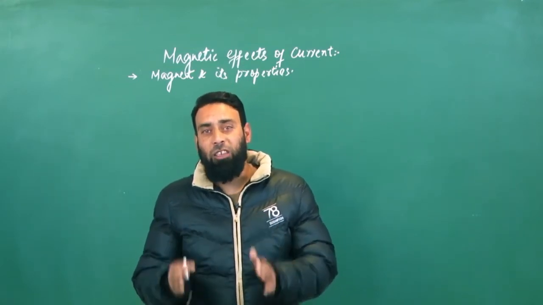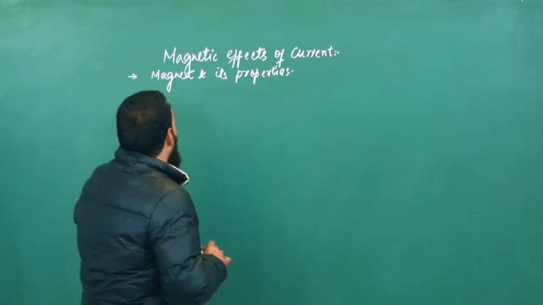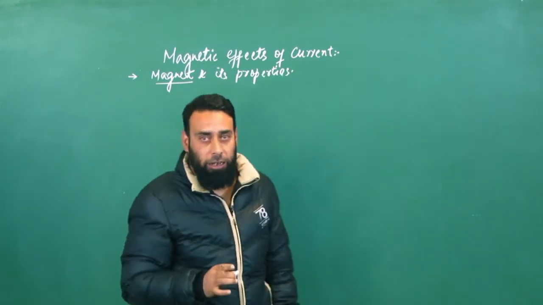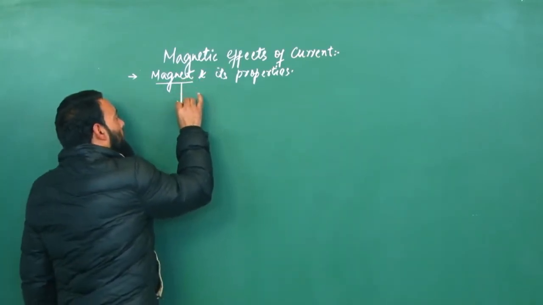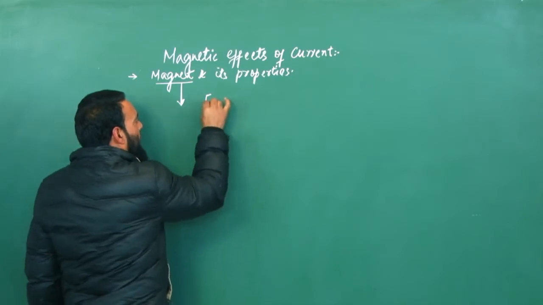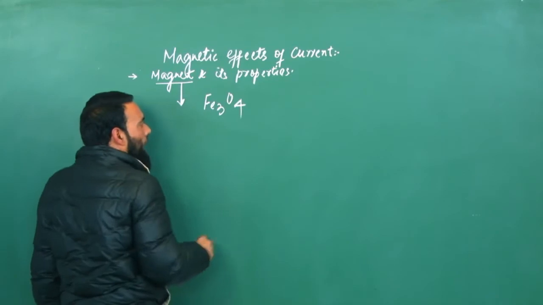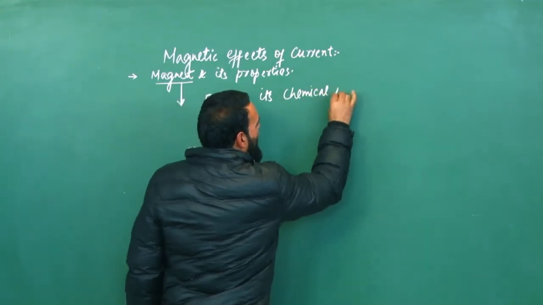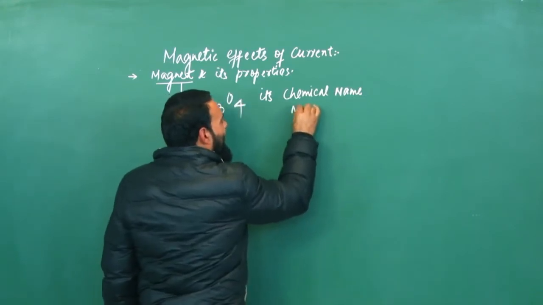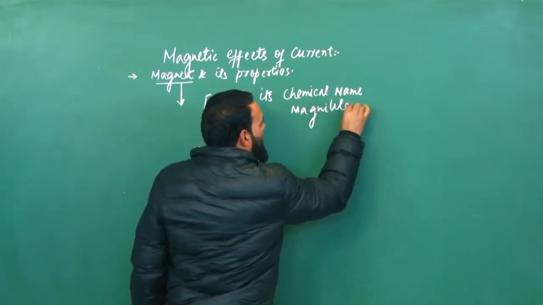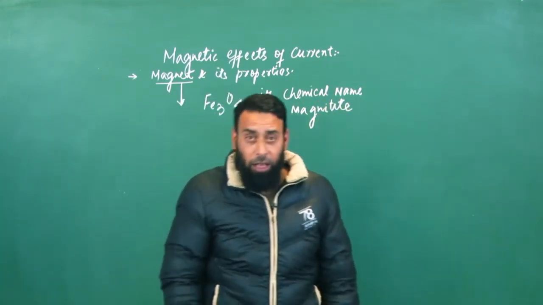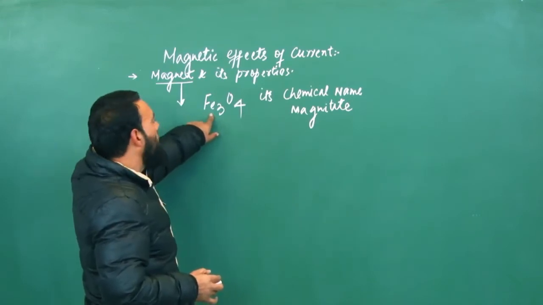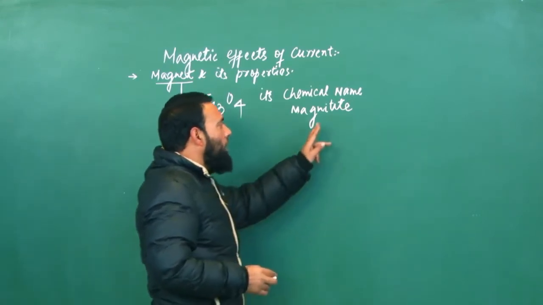What basically a natural magnet is. When we study magnets, we are talking about natural magnets, which are naturally occurring magnets. This magnet has the chemical formula Fe3O4, and its chemical name is magnetite. So a natural magnet is an ore of iron, an oxide of iron, having the chemical formula Fe3O4, and its chemical name is magnetite.